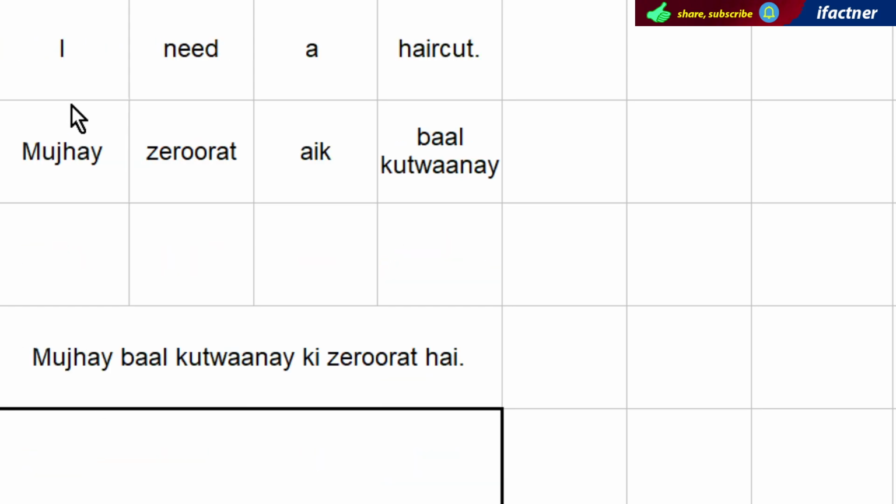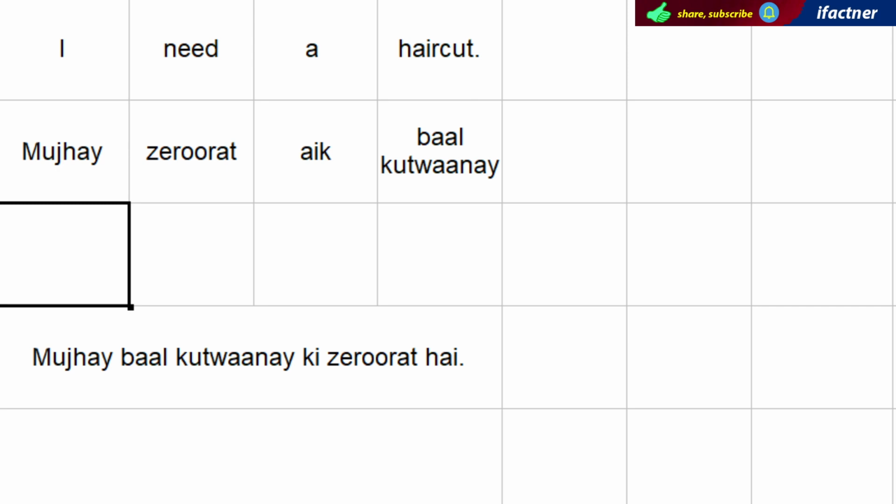The next sentence is I need a haircut. I is translated as mujhe, need is zarurat, a is ek, haircut is baal katwane. Now to translate I need a haircut in Urdu we will say mujhe baal katwane ki zarurat hai.